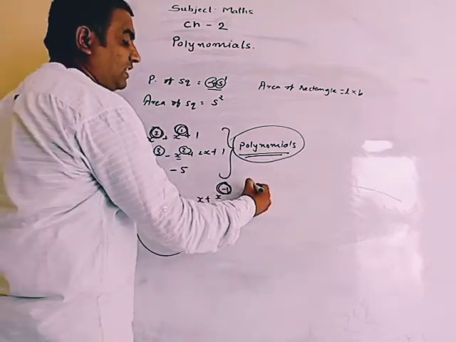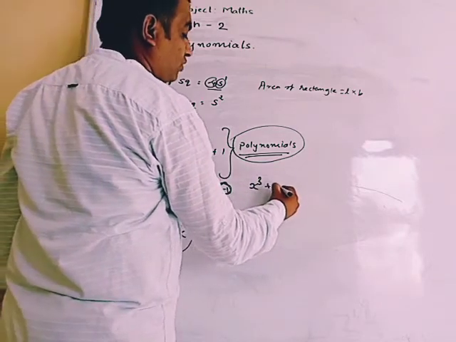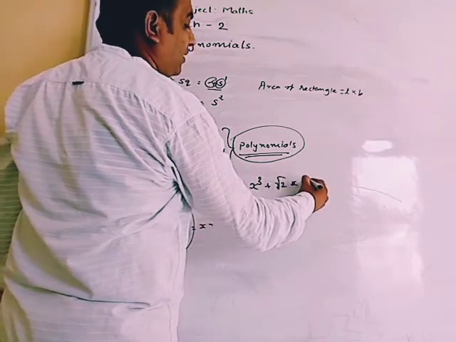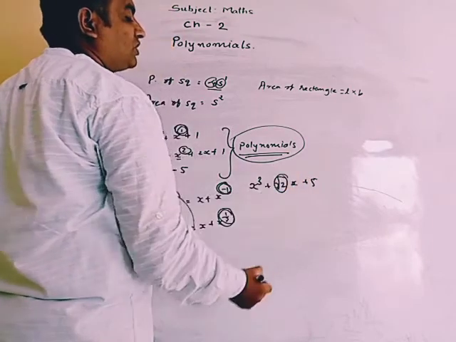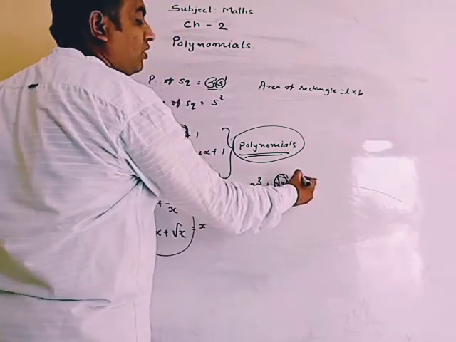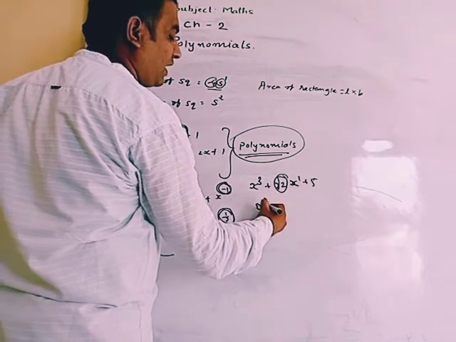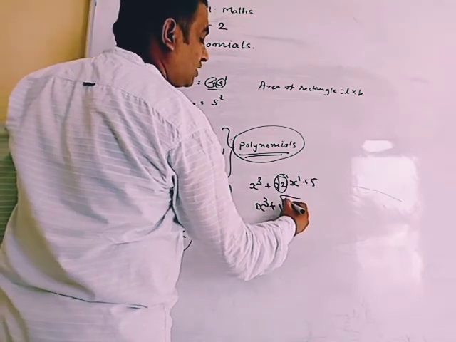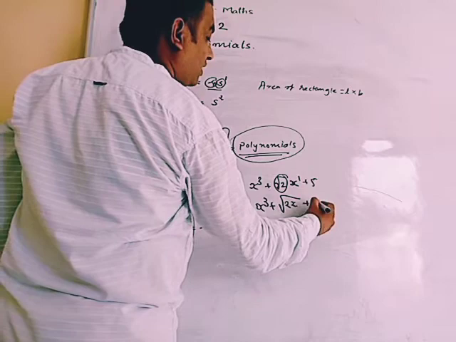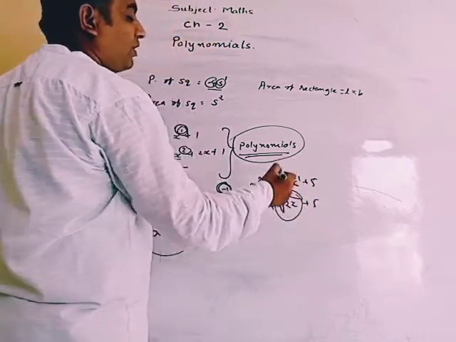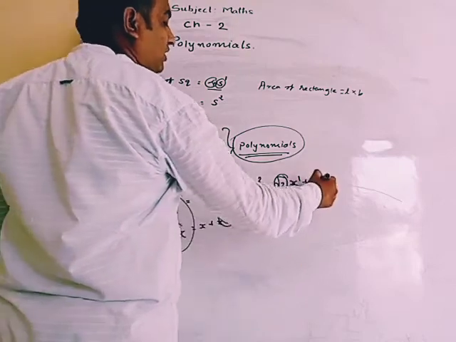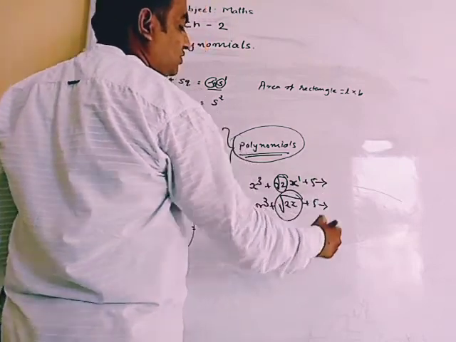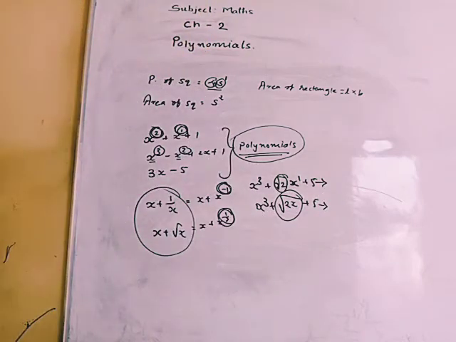So we can say that x cube plus root 2 x plus 5 is a polynomial because here the numerical value is a root but x has a whole power. But instead of that, if we write x cube plus under root 2x plus 5, then here the whole term is containing a root, and so it is not a polynomial. So this is a polynomial while this is not a polynomial.